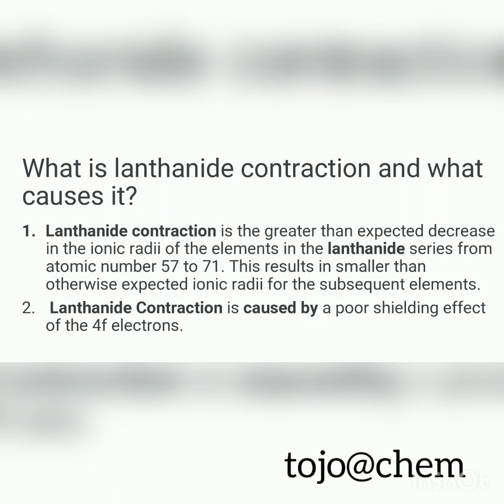What is lanthanide contraction and what causes it? Lanthanide contraction is a greater than expected decrease in the ionic radii of elements in the lanthanide series from atomic number 57 to 71. This results in smaller than otherwise expected ionic radii for subsequent elements.